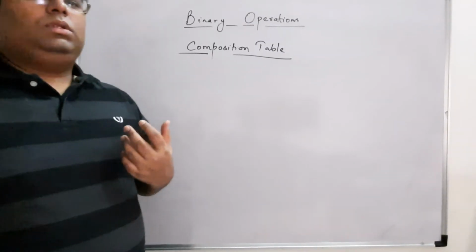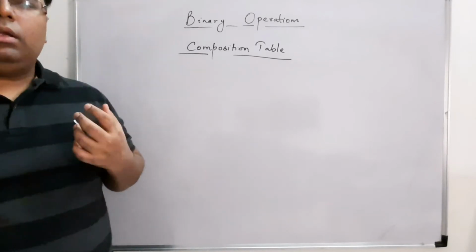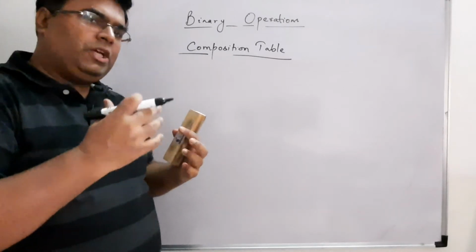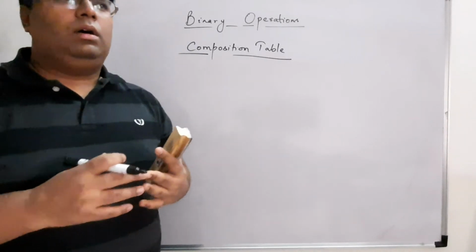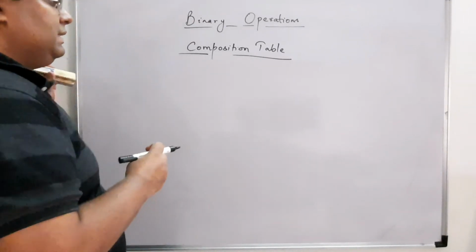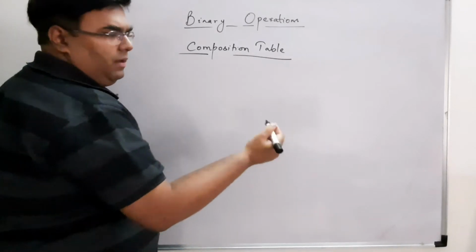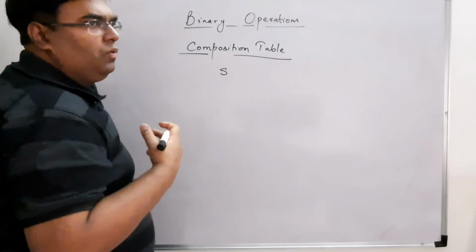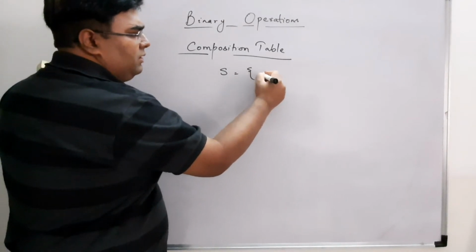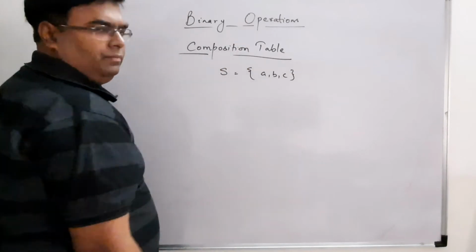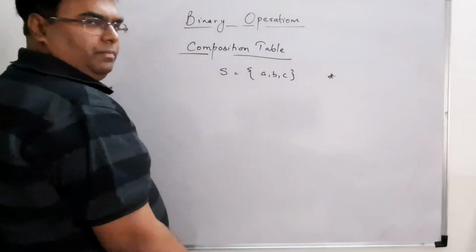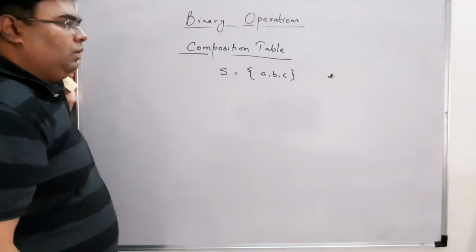Okay, now we will talk about the composition table in binary operation. It is nothing but the representation of the operation of any two elements in the form of a table. Okay, let us see how it works. Suppose we have a set on which we want to find the binary operation, which contains three elements, and our operation is, suppose, star, right? Now what will happen?